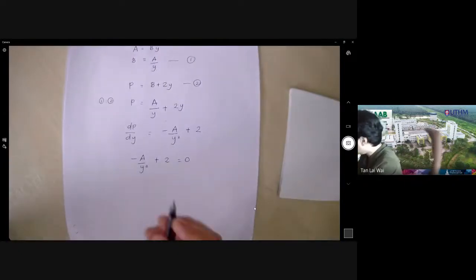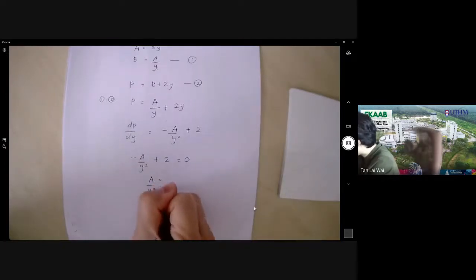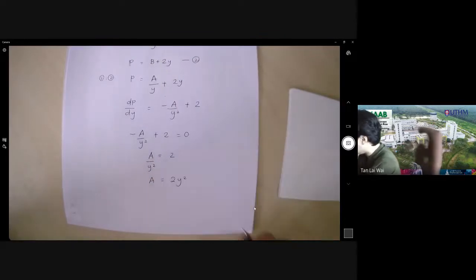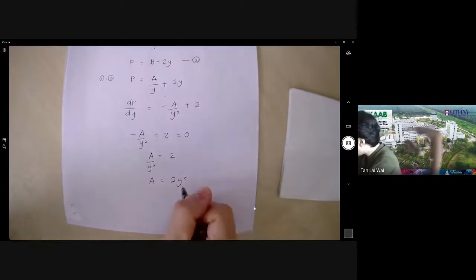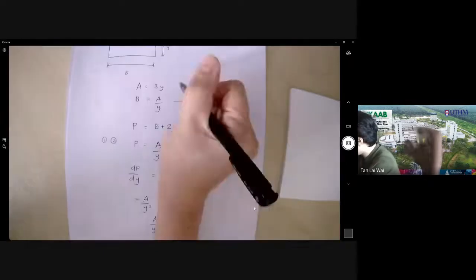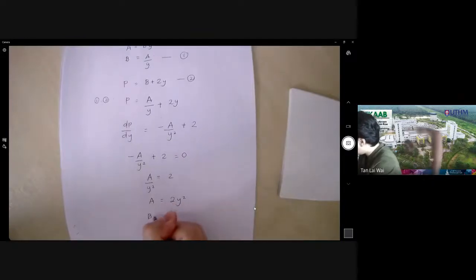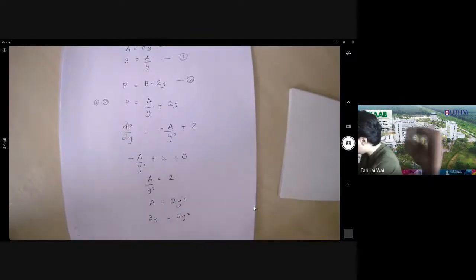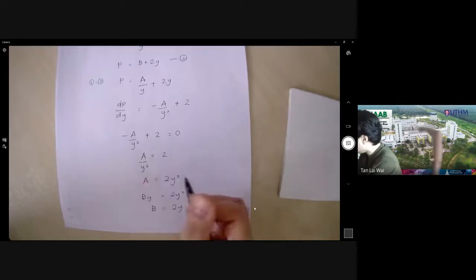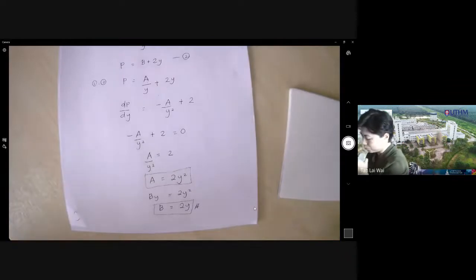Okay. So A, I'll do it one line at a time. This will become 2. So A is 2y squared. What we also know from here, where A is equal to By, is that we have 2y squared. So what is B then? B is 2y. We have shown that A is equal to 2y squared, and B is equal to 2y.